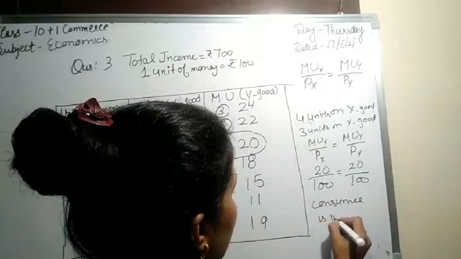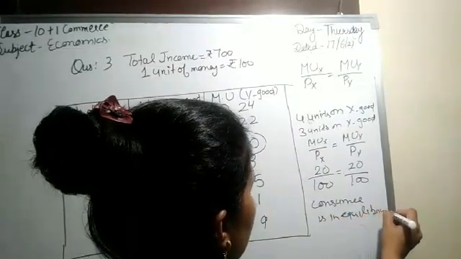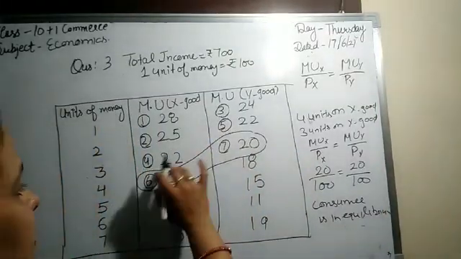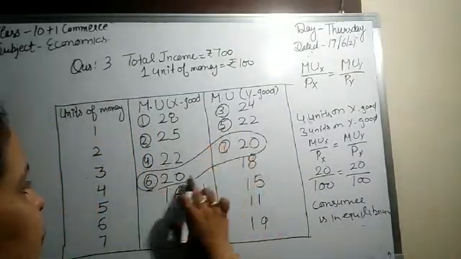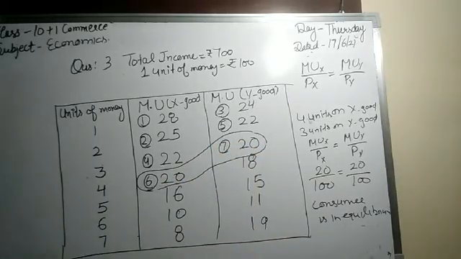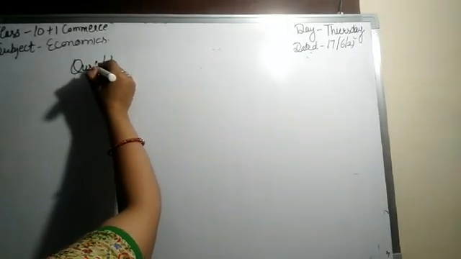The consumer is in equilibrium because he was rational. He spent all his income, rupees 700, in such a way that he gets maximum satisfaction, equal marginal utility from these two goods. Come to question number 4.